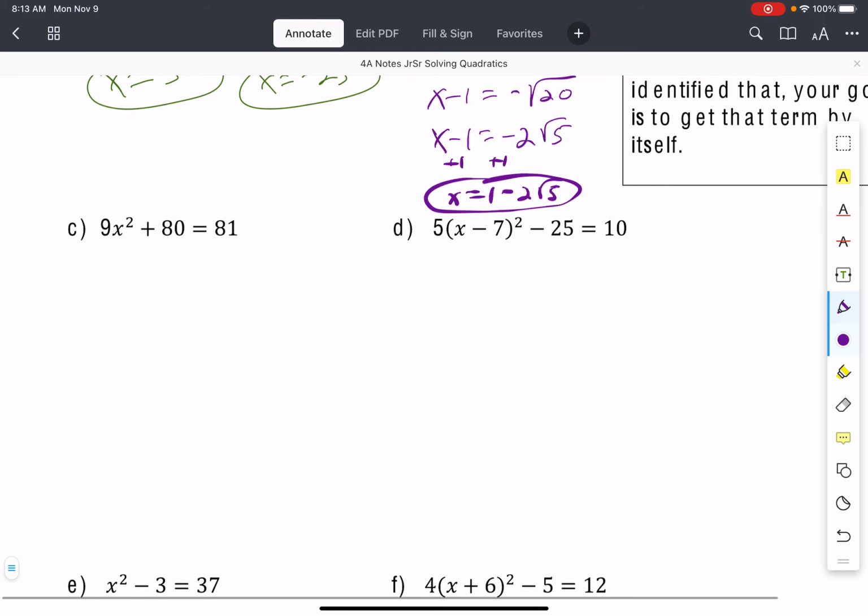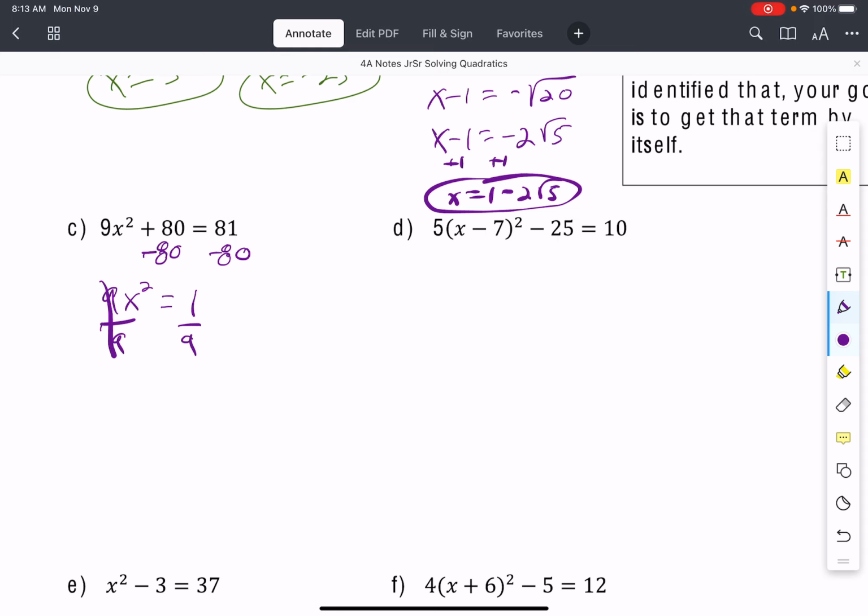What's first? Minus 80. So 9x squared equals 1. Then what? Okay. Uh-oh. We got a fraction. But lucky for us, we reviewed how to do fraction square roots last class, right? Yep. So then I square root.